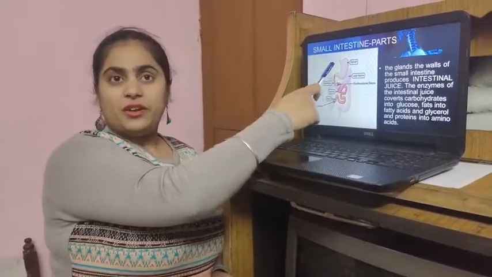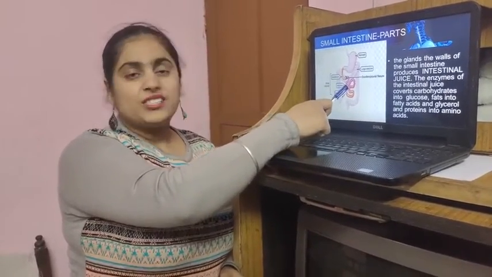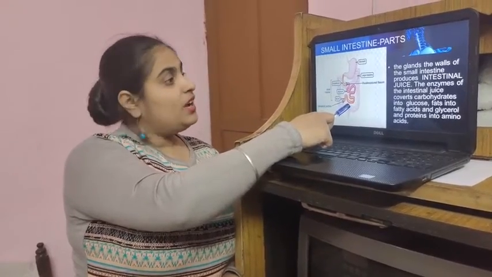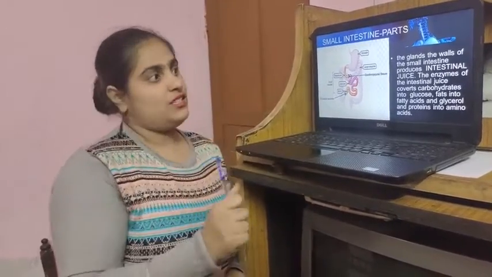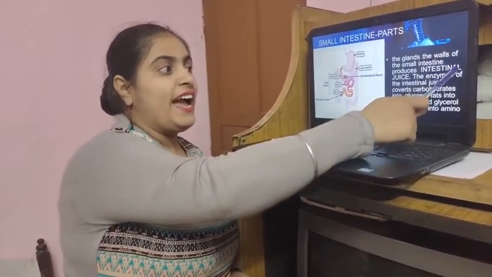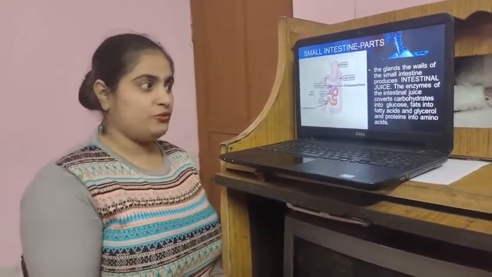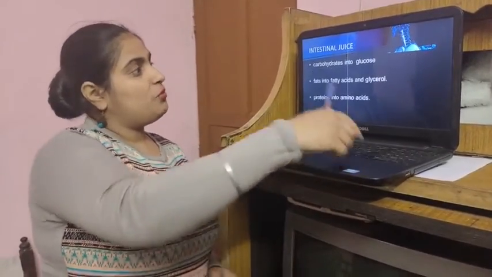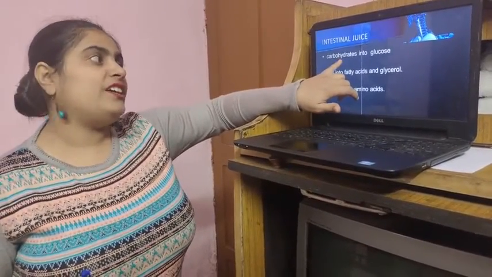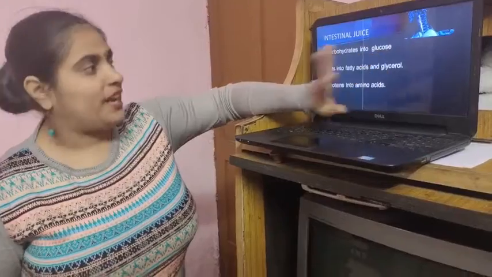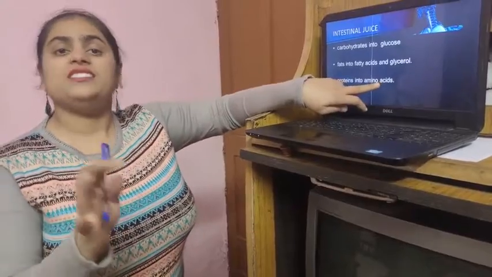Now, if we see the various parts of the small intestine, the first one is the duodenum. We have already studied the duodenum. It leads to the jejunum and finally the ileum. Now, the wall of the small intestine also has some glands. Those are known as intestinal glands, and they produce intestinal juice, which contains enzymes for further digesting the food. Let's see what happens. Inside the intestinal juice, enzymes are present for converting carbohydrates into the simplest form, that is glucose, fats into fatty acid and glycerol, and proteins into the simplest form, that is amino acids.